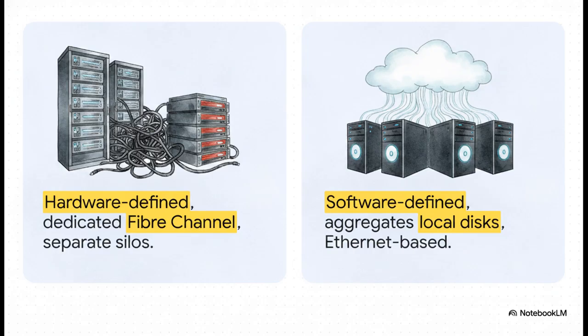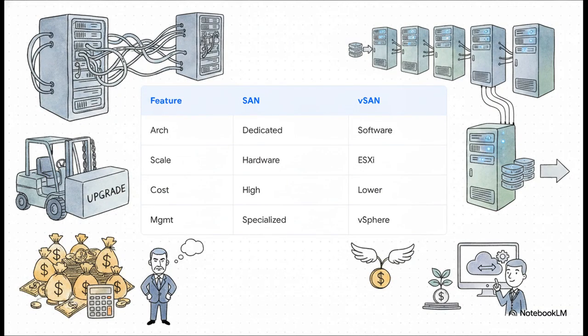But vSAN? It's software-defined. It takes the local disks that are already sitting inside your hypervisor hosts and just aggregates them over standard Ethernet into a single shared data store. It's a total game changer. And the day-to-day impact of this shift is huge. Architecturally, we're moving away from highly specialized hardware arrays to just using standard commodity servers. And instead of those painful, massive forklift upgrades when you finally run out of space, vSAN just scales linearly. You need more space? You just add another host.